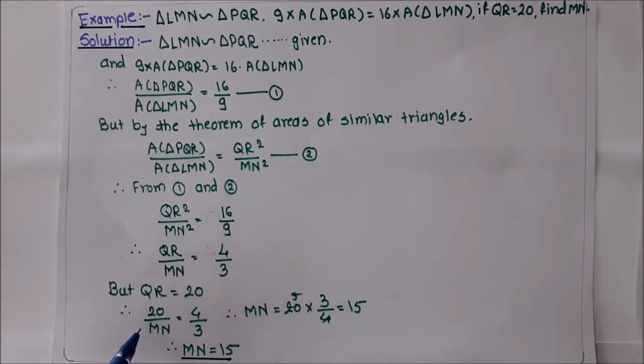That is 20 upon MN is equal to 4 upon 3. Now send this MN to that side and 4 upon 3 to this side. Therefore MN is equal to 20 into 3 upon 4. After reducing this, we get MN is equal to 15.